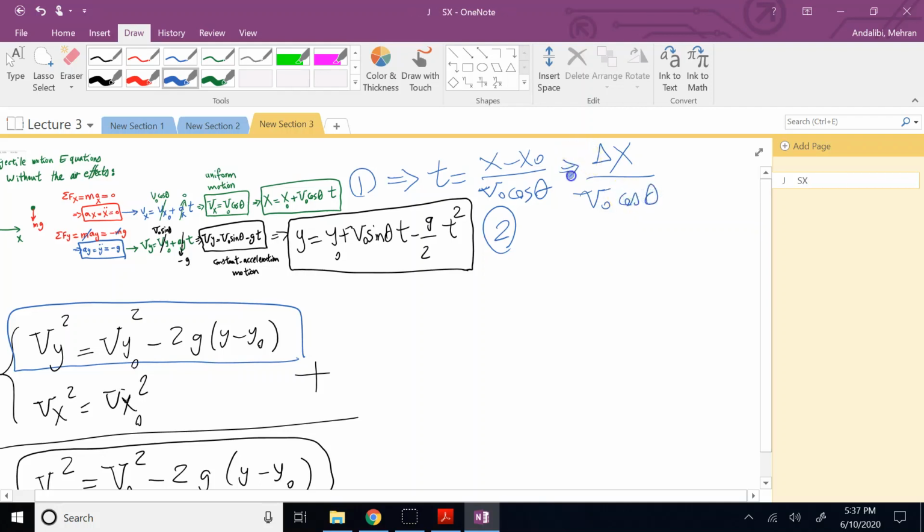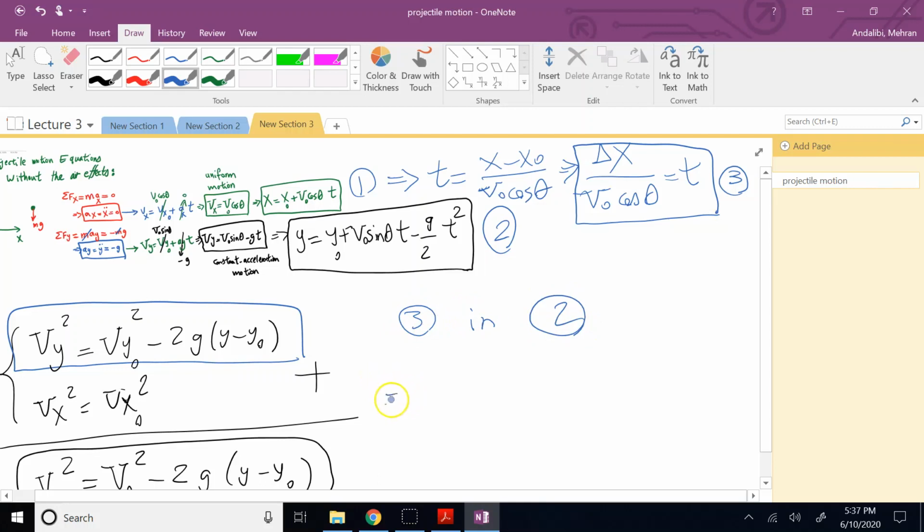So I use this and I call it equation 3. And then I plug 3 into 2, I'm sorry, and eliminate t. By the way, I take this y naught to this side, and y minus y naught, I call it delta y. And then now, if I plug in, this v naught sine theta is multiplied by this t. So that v naught in numerator and denominator would cancel. You're going to get sine over cosine, which is tangent.